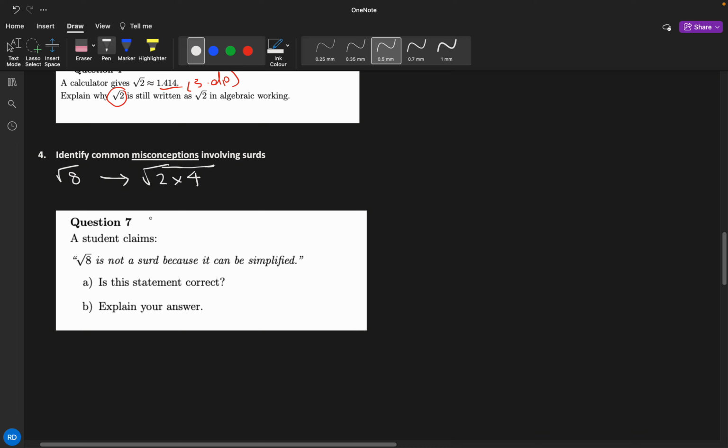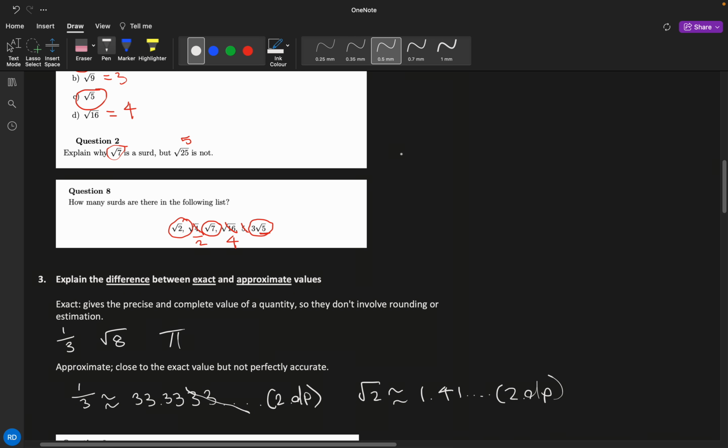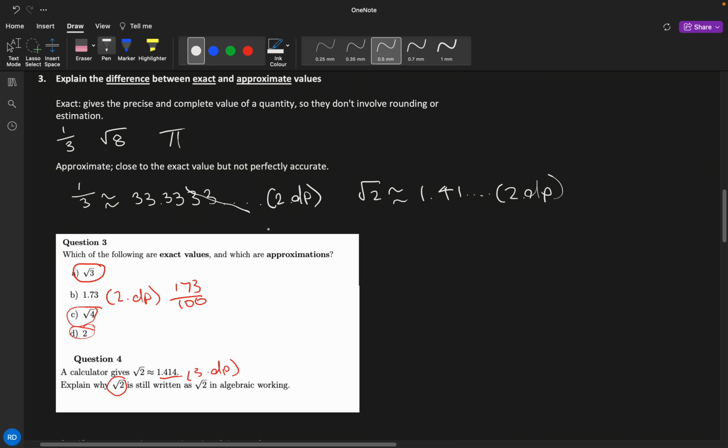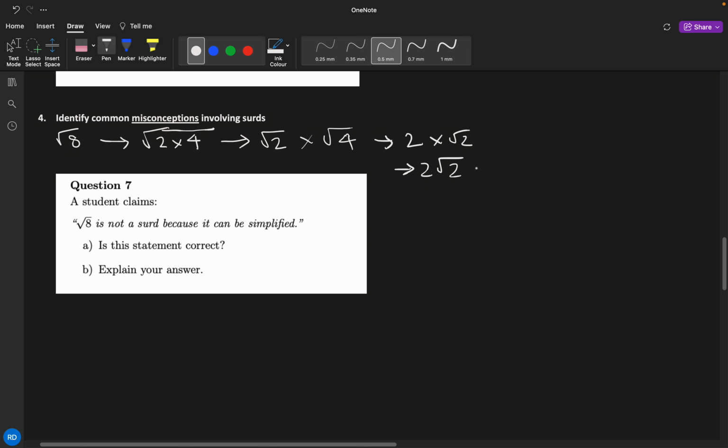Just be careful with this. Don't be using addition or subtraction because the laws are not the same for roots. But this is the same as the square root of 2 times the square root of 4. And if you know your square tables, then you'll know that the square root of 4 is actually 2. So therefore it's 2 times root 2, which can be written as 2 root 2. So that's what we were looking at up right here with the 3 root 5. So yeah, we'll cover this a bit more in later lessons as well.